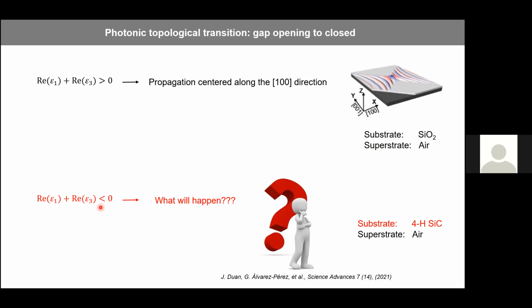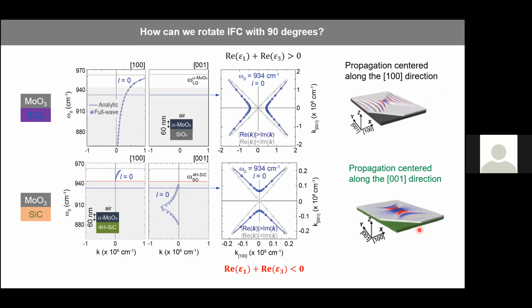But we were thinking, what will happen if we break this condition? Like if we enter another condition, where the real part of epsilon 1 plus epsilon 3 is negative. In order to fulfill this condition, we need to carefully choose the substrate, because we need to guarantee that the permittivity of the chosen substrate is negative, and maybe more negative than -1, at the frequency we are interested in. So we can choose 4H silicon carbide because it has a perfect permittivity for us. And here I can show you what we will observe if we do this.